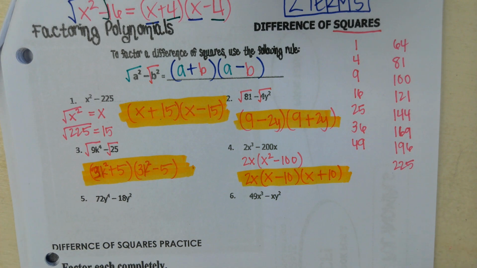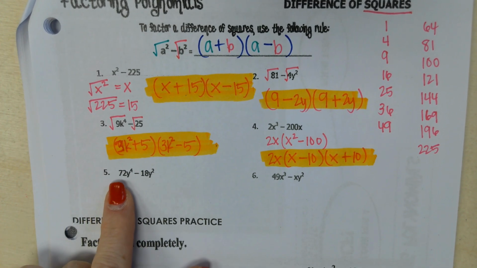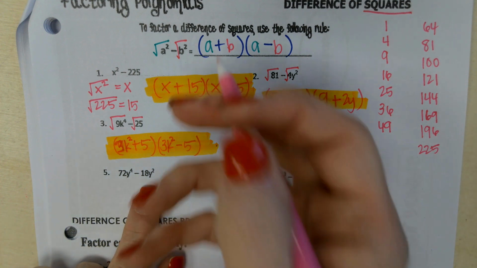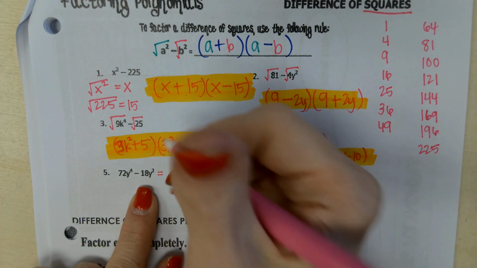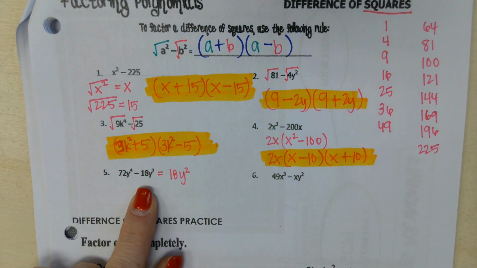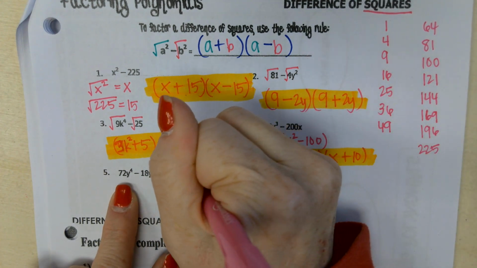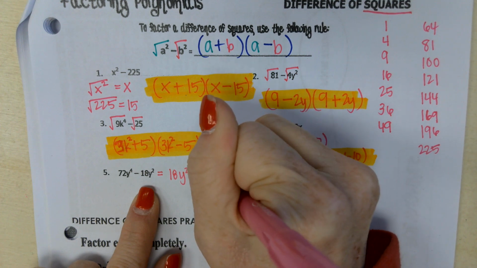Done. Okay? All right. Now take a look right here at 72y to the 4th minus 18y to the 2nd. 72 and 18 are not perfect squares. Okay? So I need to try and find a GCF that I can take out. I want to take out the biggest number I can. 18. You can take out 18. You can also take out y squared. What is 72 divided by 18? 4. So this is going to give me 4y squared minus 1.